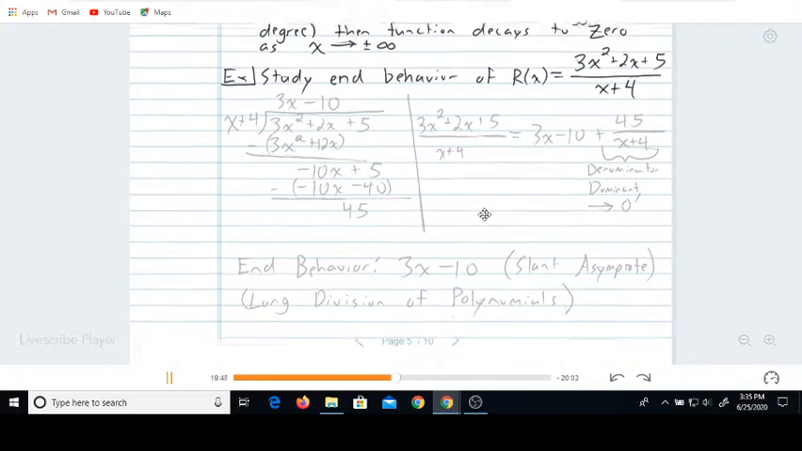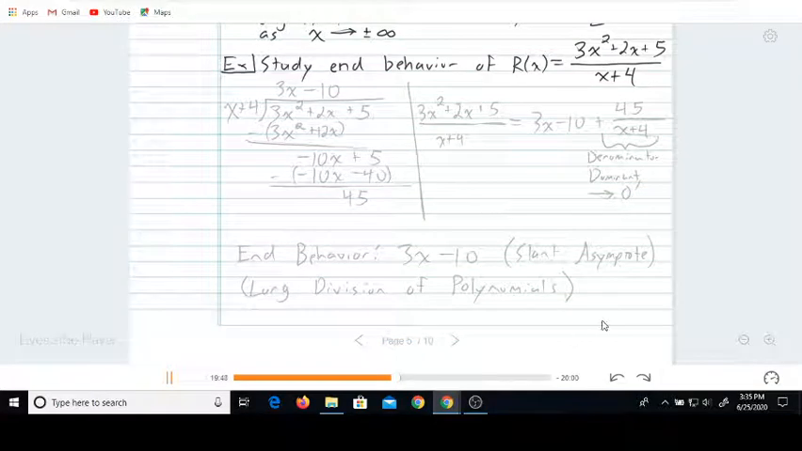Now let's look at this expression. So we have 3x squared plus 2x plus 5 divided by x plus 4. Well, let's go ahead and see what we get when we run the division algorithm. So let's do the division and see where this takes us. Just doing our standard division here, I multiply by 3x to get 3x squared, multiply accordingly, and then divide.